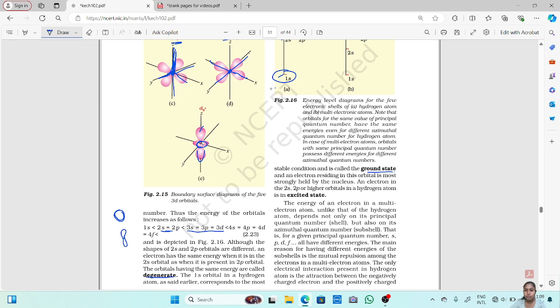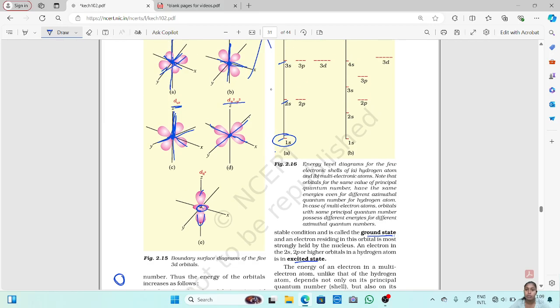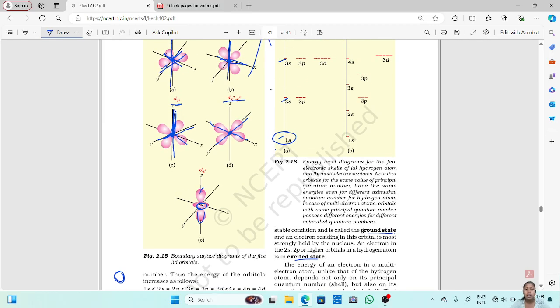Now, an electron in 2s, 2p or higher orbitals in a hydrogen atom is in an excited state. So when electrons in a hydrogen atom absorb energy and move from 1s to 2s, 2p or any higher levels, they are in an excited state. If an electron comes from 1s to 2s, that is known as the excited state.